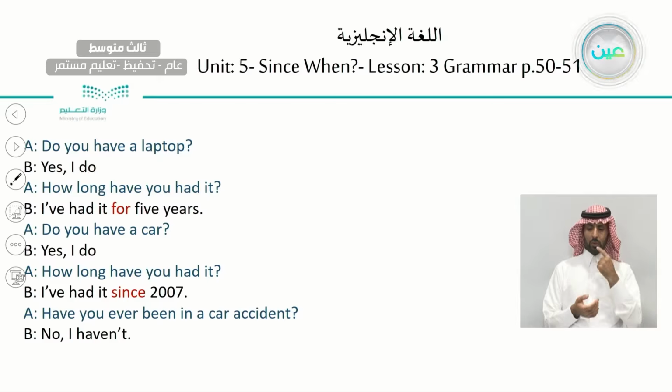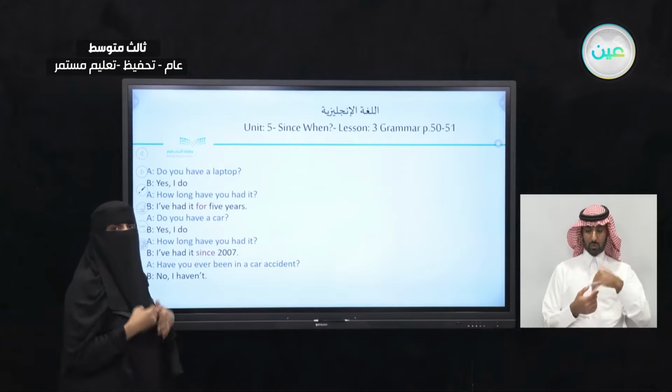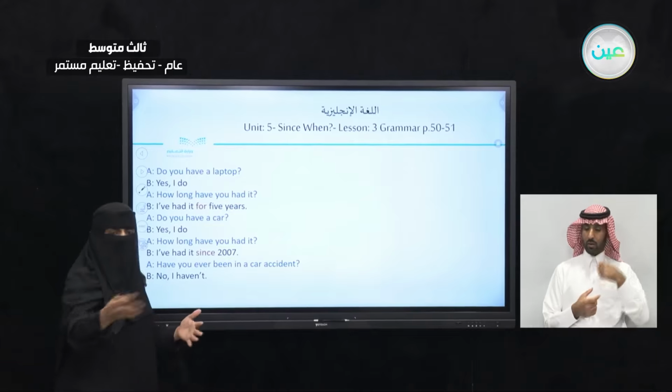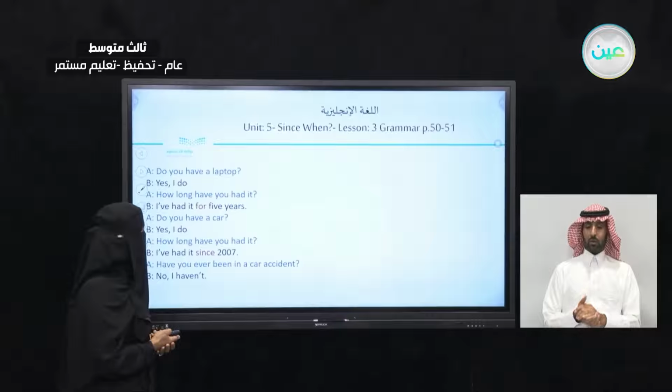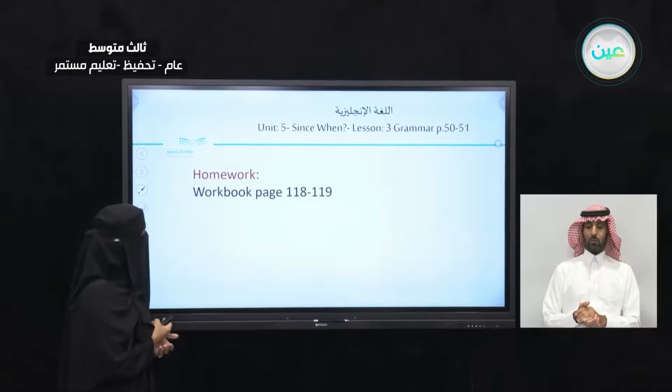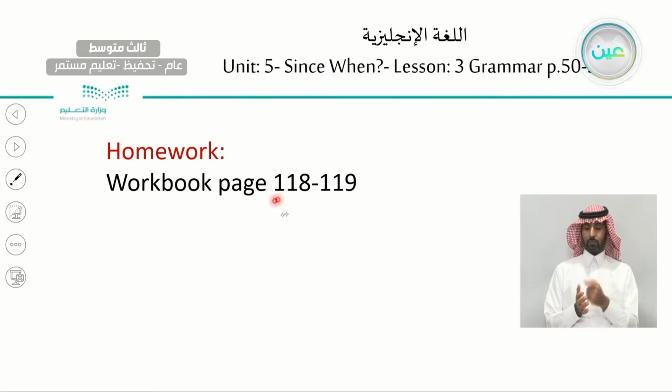Do you have a car? Yes, I do. How long have you had it? Very easy. You're just talking about inventions. I've had it since 2007. Have you ever been in a car accident? No, I haven't. And carry on with other inventions. Do you have a credit card? Do you have a cell phone? And so on, okay? For your homework, I want you to do your workbook, pages 118 and 119.